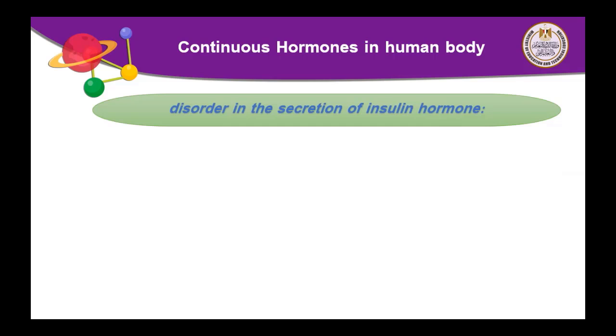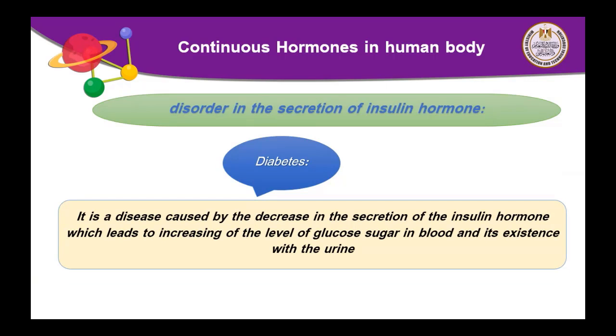What will happen when the secretion of insulin or glucagon decreases or increases? It causes hormone disorder. If there is a disorder in the secretion of insulin, what happens? It causes diabetes. What is the meaning of diabetes? Increase in the level of glucose in the blood. That is the meaning of diabetes. Diabetes is a disease caused by a decrease in the secretion of insulin, so the level of glucose increases in the blood and its existence in the urine.